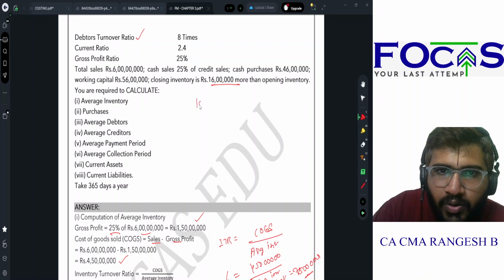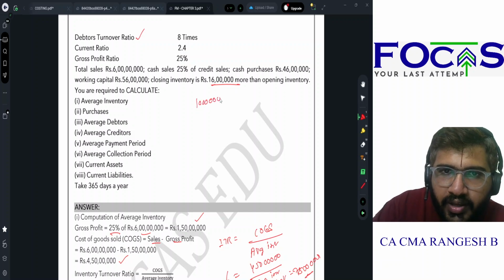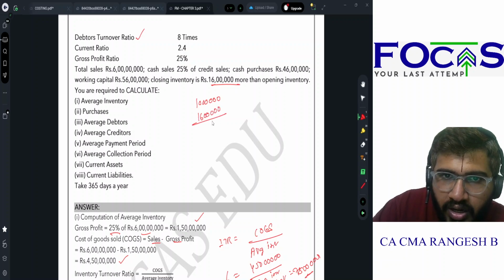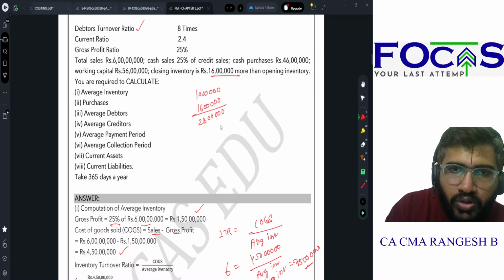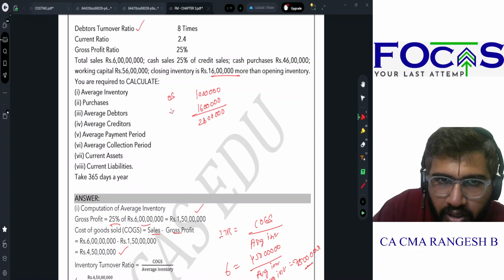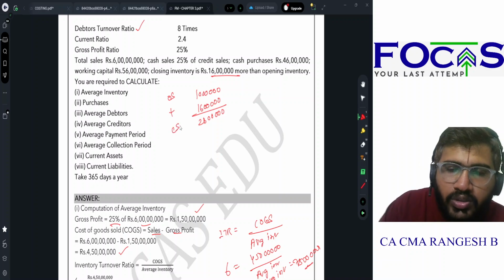Say for example, opening stock 10 lakhs இருந்ததுன்னு வச்சுக்கோயே. Closing stock எவ்வளோ இருக்கும்? 16 lakhs எக்ஸ்ட்ராவா இருக்கும்னு கொடுத்துருக்காங்க. அப்போ எவ்வளோ இருக்கும்? 26 lakhs. Correct? Yes or no? So this is my opening stock. This is my increase. So this is my closing stock.